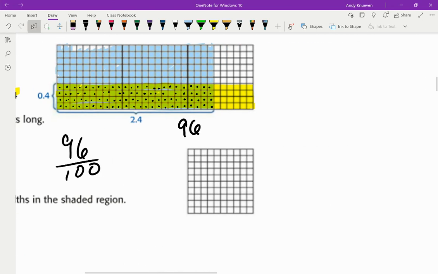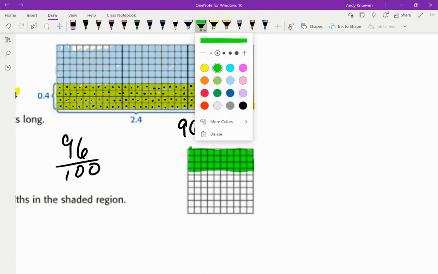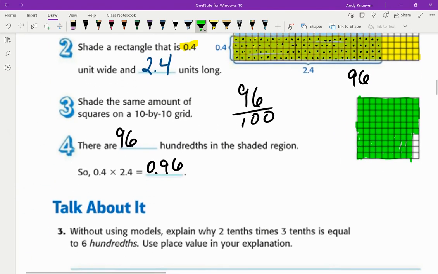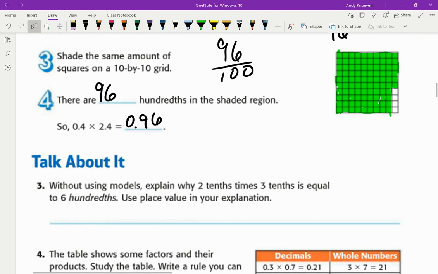So if we look at a new little grid here, that means I'm going to shade in 96 of them. Let's bring this down just a notch. So I've got all but 4. So 1, 2, 3, 4. So let's not shade in those bottom 4 on that last row. So if I were to combine all this together, I could have all of it fit into a 100 grid, and I'd have 96 of them shaded.